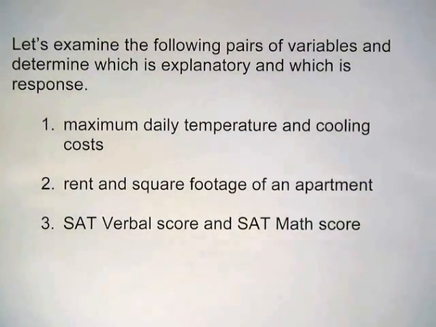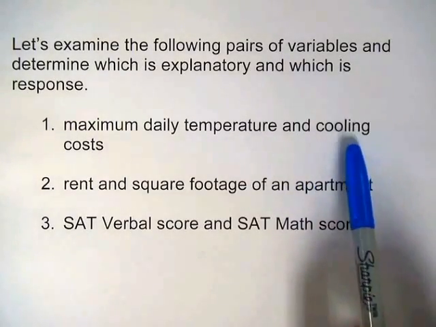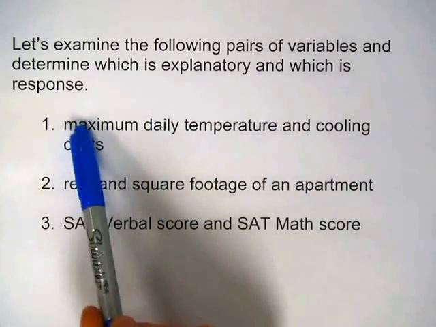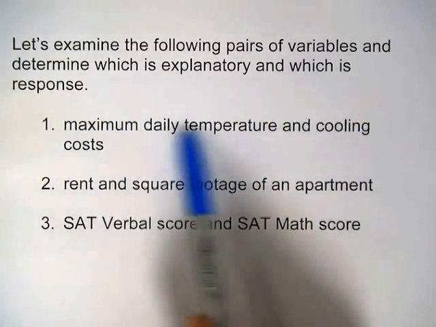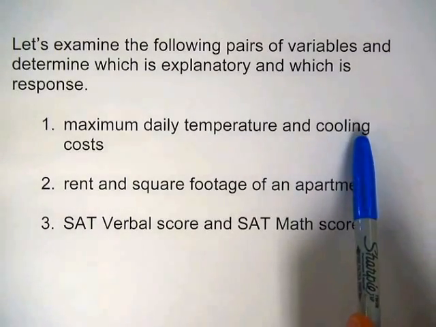Okay, and as the last thing we'll do here is examine the following pairs of variables and determine which is explanatory and which is response. Okay, so let's start with the first pair here. Maximum daily temperature and cooling cost. Okay, so what causes the effect and what reflects the effect. Okay, so I would say in this case, maximum daily temperature is going to cause a change in cooling costs.